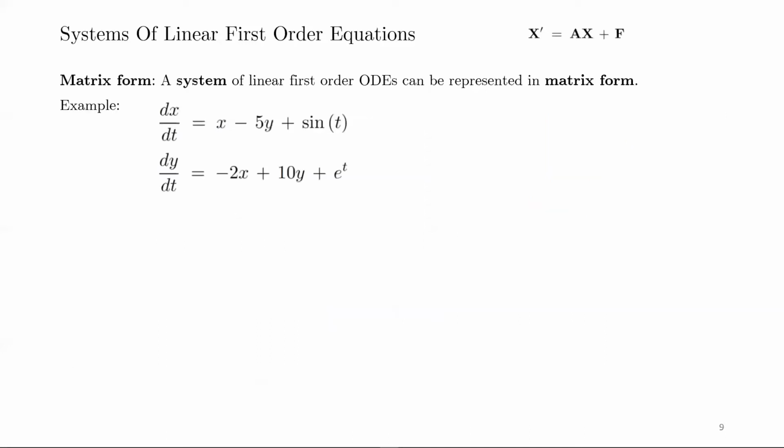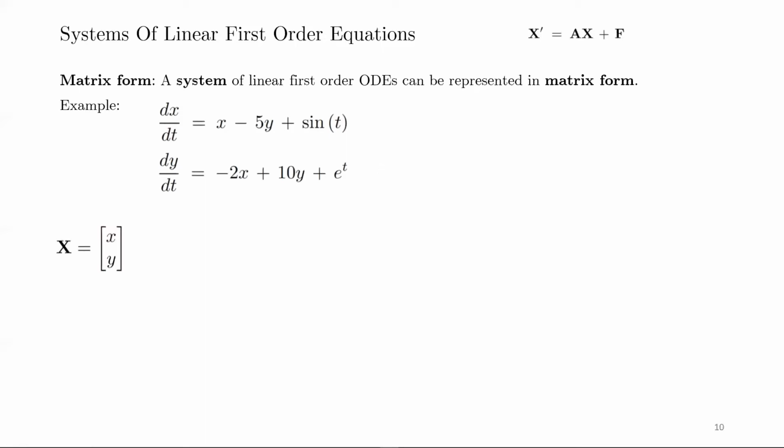Okay. So let's look at an example here. We have two equations, or a 2 by 2 system. You'll note that we have x and y, and each of these equations appear linearly. So we have two linear ODEs, or a system of linear ODEs. They're both first order, of course. And in each of these equations we have non-homogeneous terms, sine of t and e to the t.